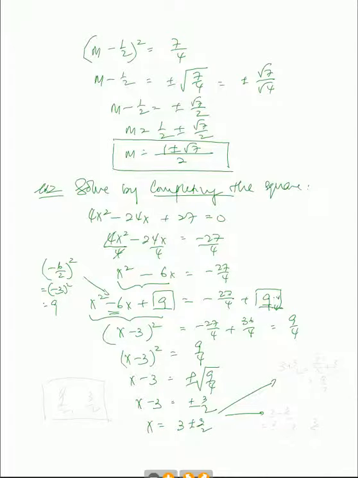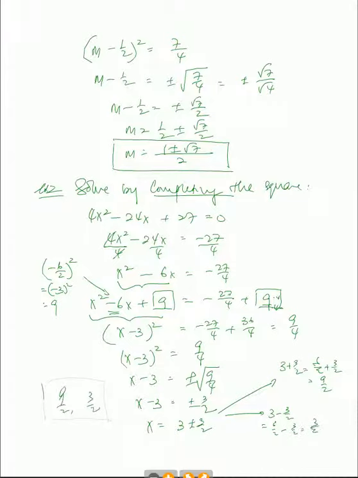3 plus 3 over 2, which is 6 over 2 plus 3 over 2, which makes it 9 over 2, is one answer. 3 minus 3 over 2, which is 6 over 2 minus 3 over 2, is 3 over 2. So there's two answers to this question, 9 over 2 and 3 over 2.